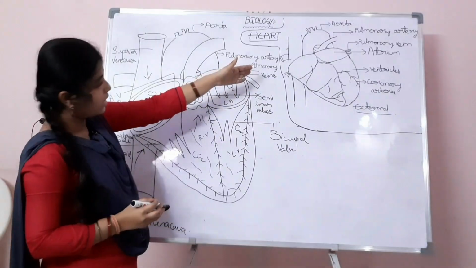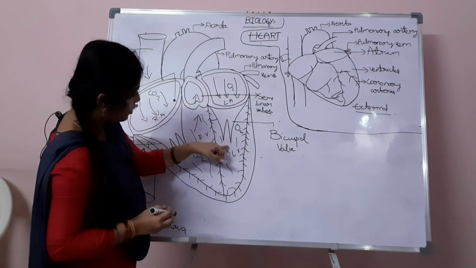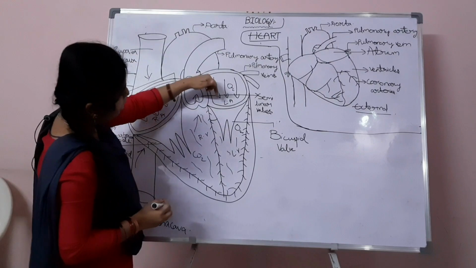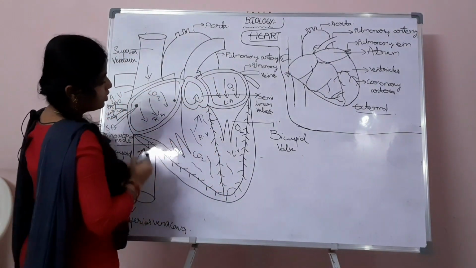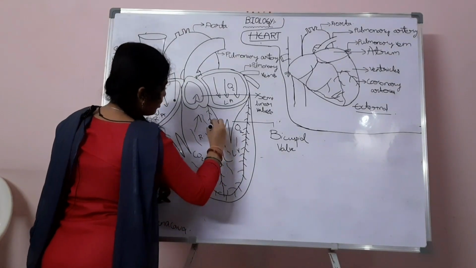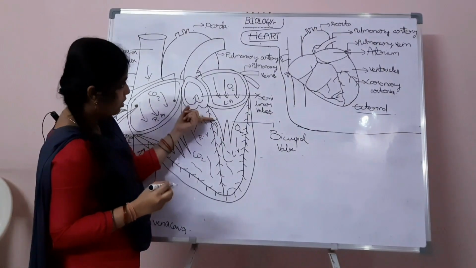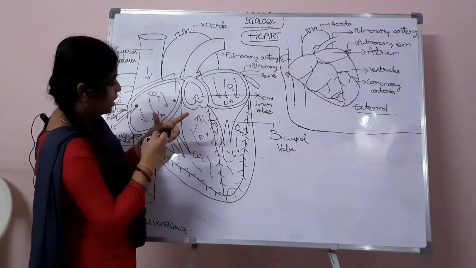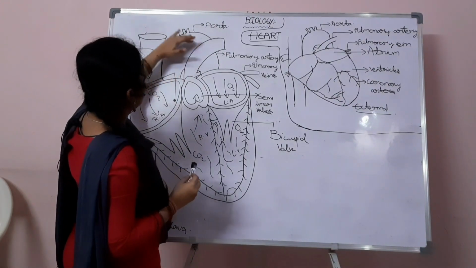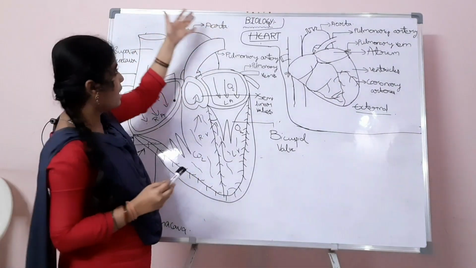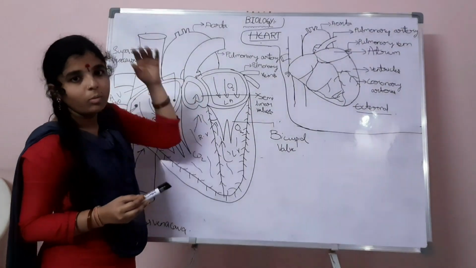The oxygenated blood comes into the left atrium, and then the bicuspid valve opens and the blood enters into the left ventricle. From here the blood goes in this direction, and here an aortic valve is present. From this aortic valve the blood enters into the aorta. From here the aorta forms many branches in the body, and the blood circulates to the whole body.